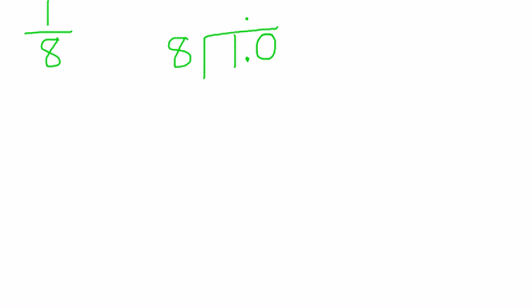So first we'll ignore our decimal point and we'll say how many times will 8 go into 10? Well, 8 goes into 10 one time. And then 1 times 8 is 8. Then we subtract and get 2. Now we will keep going and adding zeros and bringing them down until we don't get a remainder. So we'll bring down a 0.